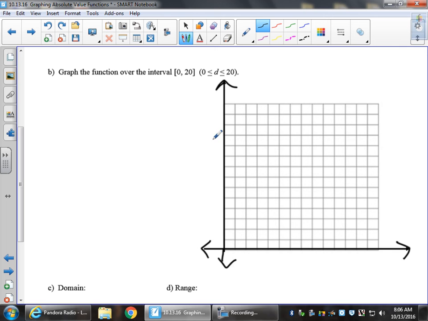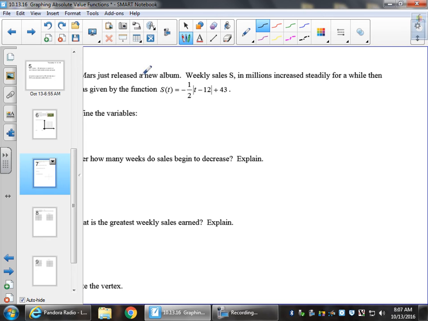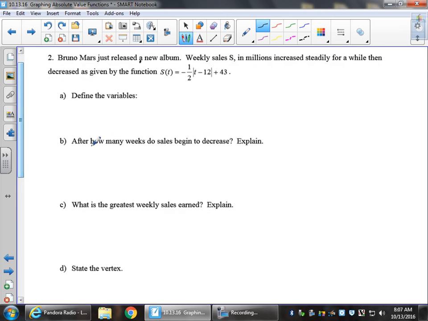Bruno Mars just released a new album. Weekly sales S in millions increased steadily for a while, then decreased as given by this function. Let's define variables. What do I have for variables? Careful, t and S of t is what it's looking for. So we're not going to talk about a, h, k yet. Let's look at that. What's t represent and what's the output represent?